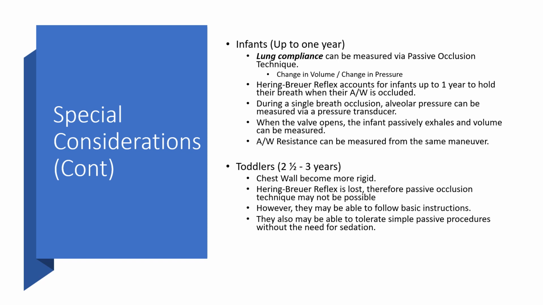Now, moving on to toddlers, 2.5 to, let's say, 3 years old, the chest wall becomes more rigid. The Hering-Breuer reflex is lost, therefore the passive occlusion technique is probably not possible. However, they may be able to follow basic instructions. They may also be able to tolerate simple passive procedures without the need for sedation. And again, the patient needs to be assessed in advance, and this needs to be determined on an individual patient basis.